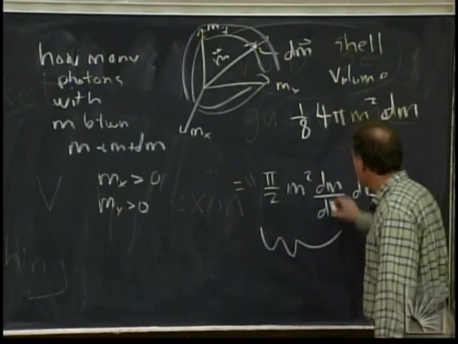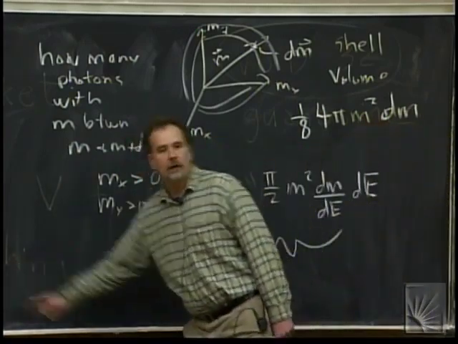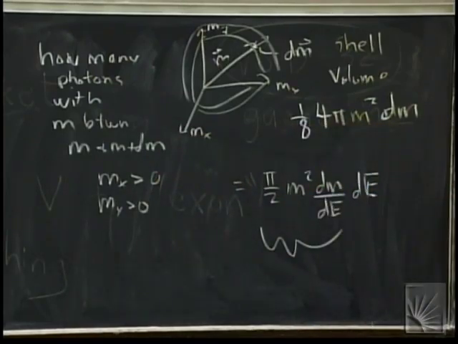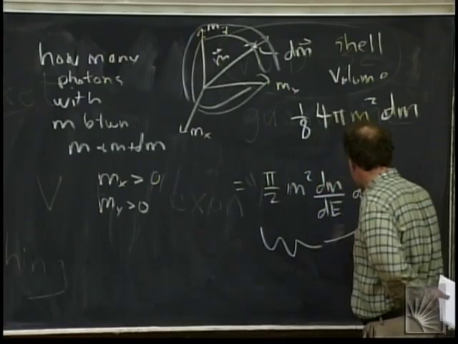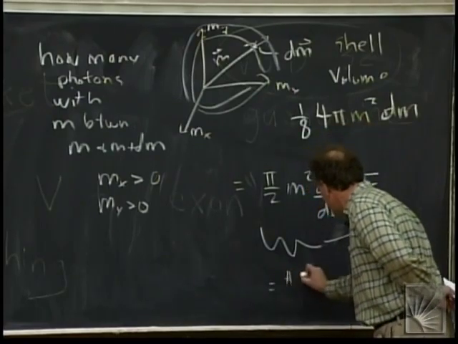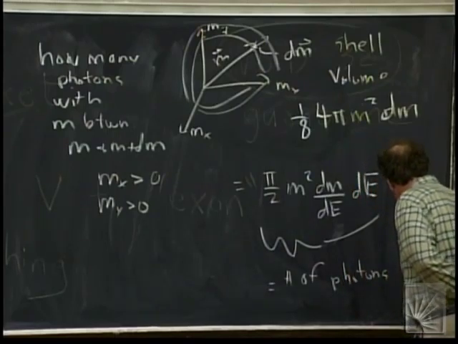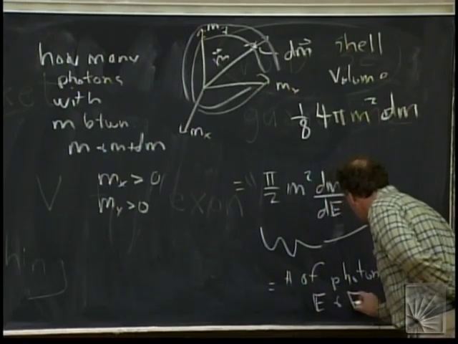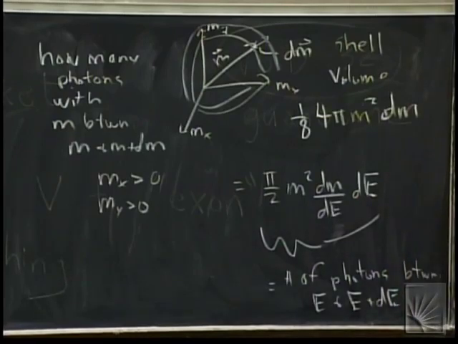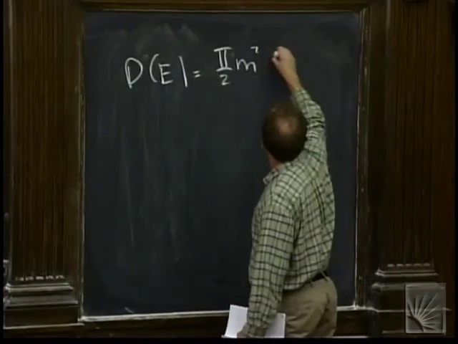And m is a function of energy here. All of this is equal to the number of photons between E and E plus dE. I'm just making a transition from talking about m to talking about E. And therefore, for this density of states, if I can write down the total number as something times dE, the density of states is just the prefactor of dE. So the density of states is pi over 2 m squared dm dE.